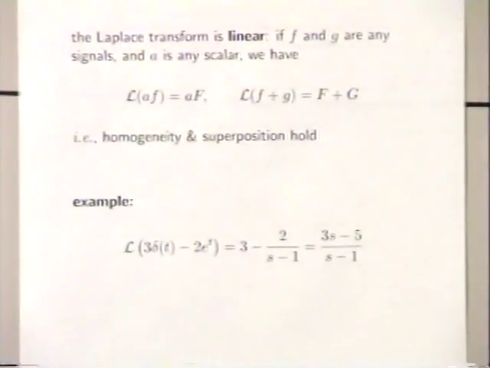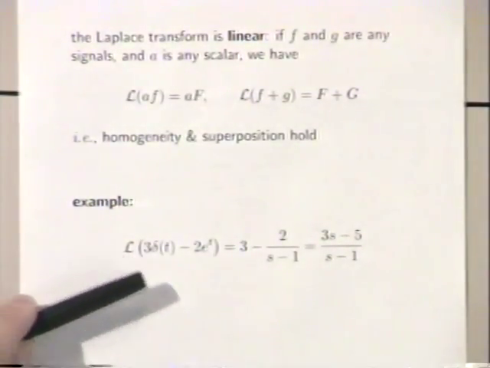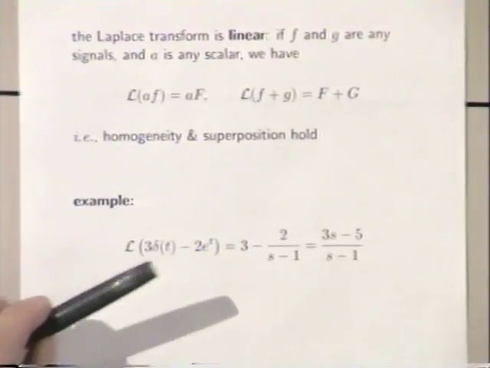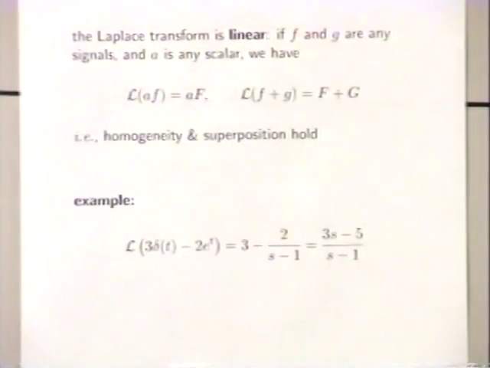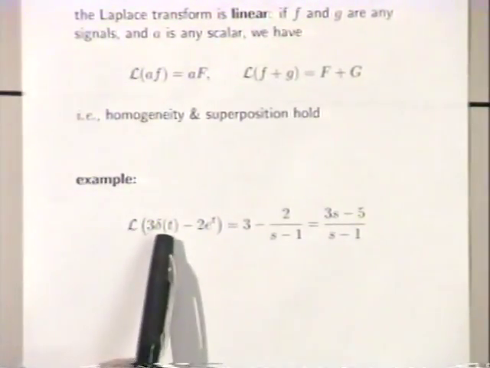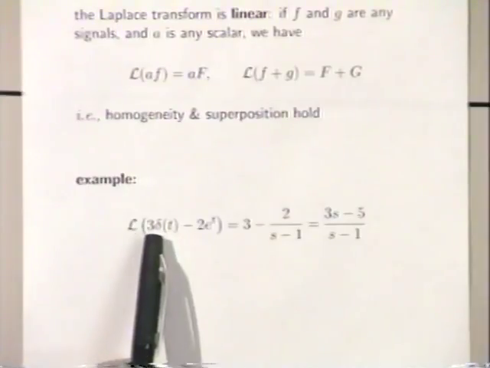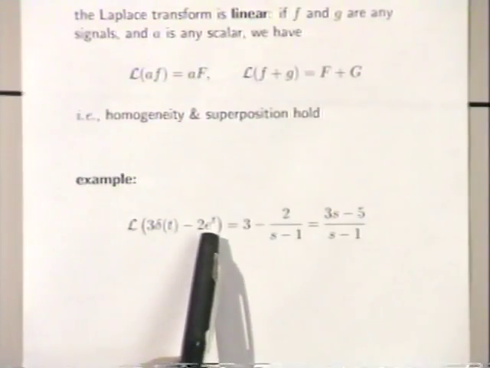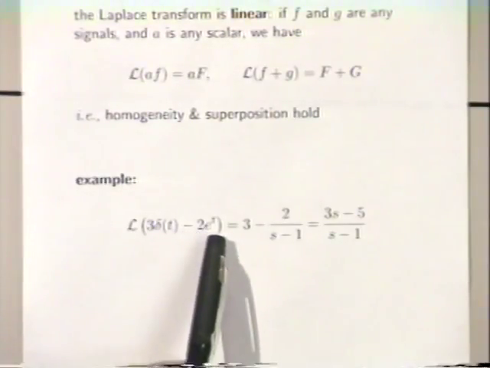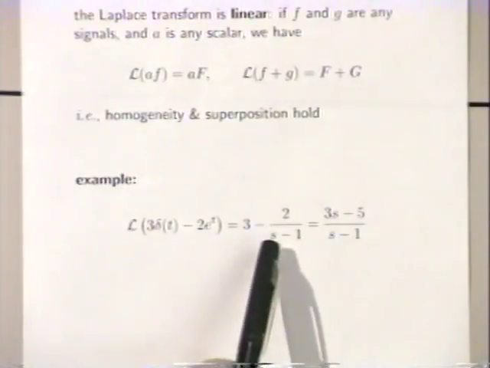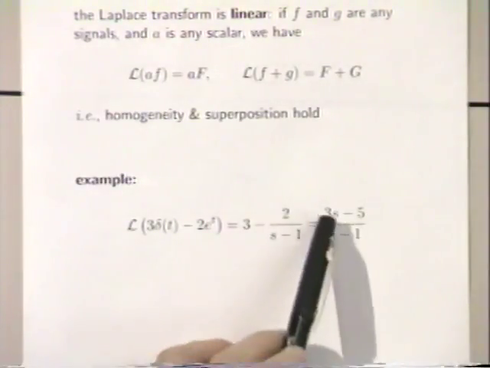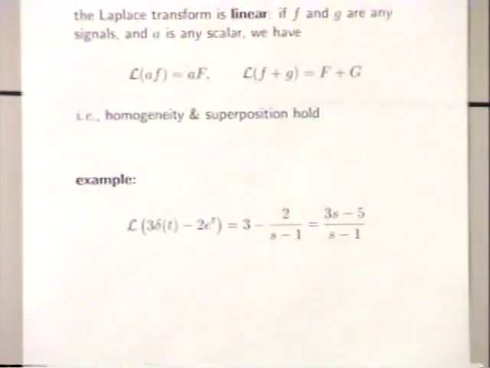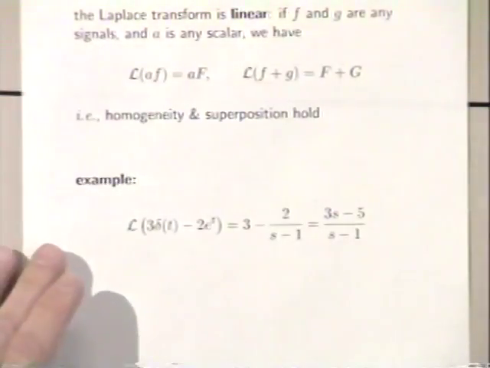So as an example, if I asked you what's the Laplace transform of 3 times delta of t minus 2e to the t, well, we could plug it in, but in fact, we've already worked out the Laplace transforms of a couple of these parts. We know the Laplace transform of delta of t is 1. 3 times that, you get 3. And then the Laplace transform of e to the t is 1 over s minus 1. So minus 2 times e to the t has Laplace transform minus 2 over s minus 1. And when I put this on a common denominator, I get that. Okay? So this is sort of the idea.